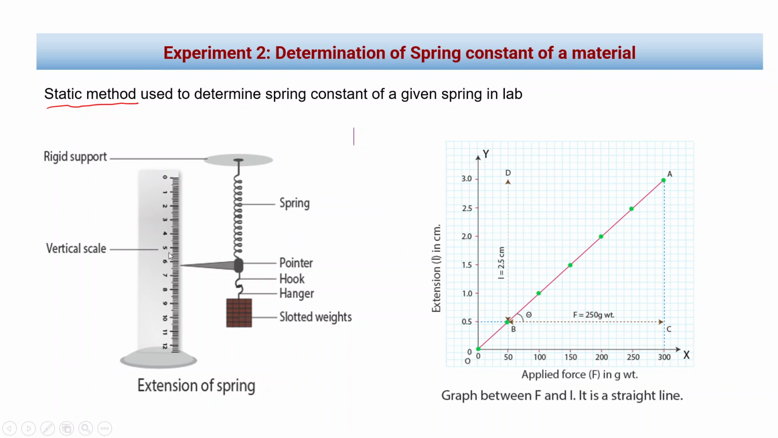There is a scale which helps us know the value of displacement, and when we plot this load versus extension graph, it will be a straight line and the slope will give us the spring constant, because F is equal to minus kx. Here x is the extension, and the force is mass times gravity. So from the slope we get the spring constant value. This is what the basic experiment is about.